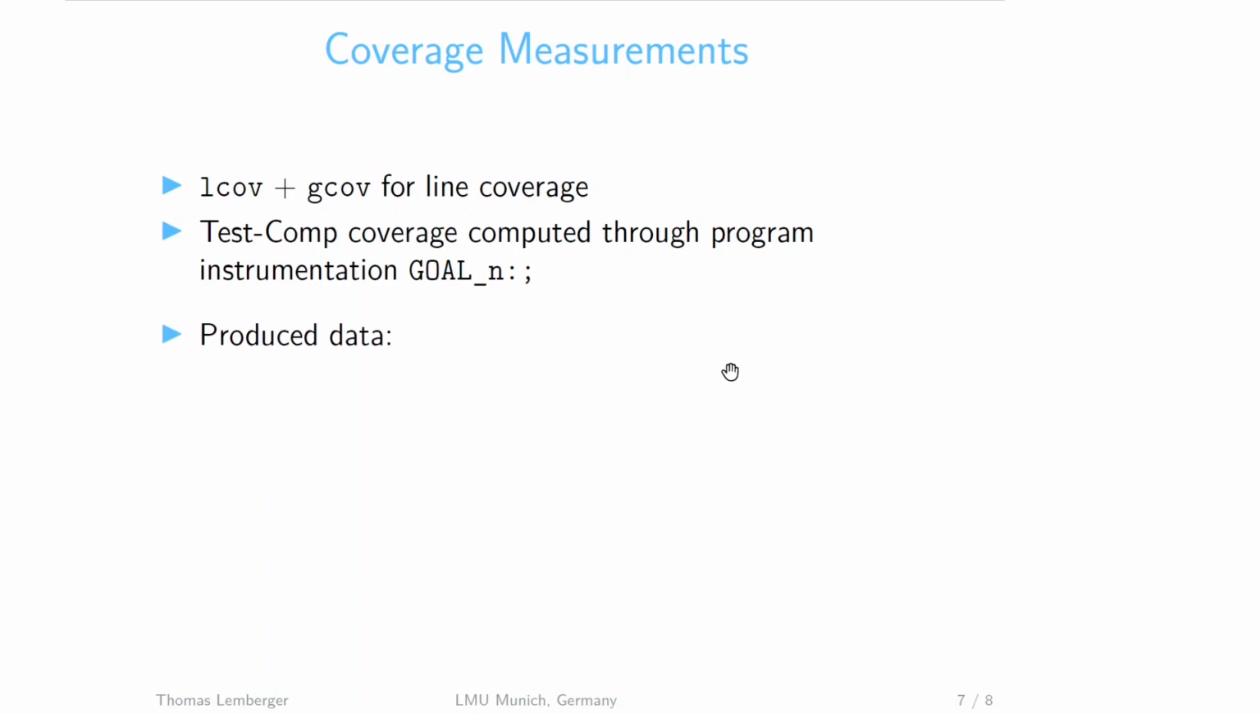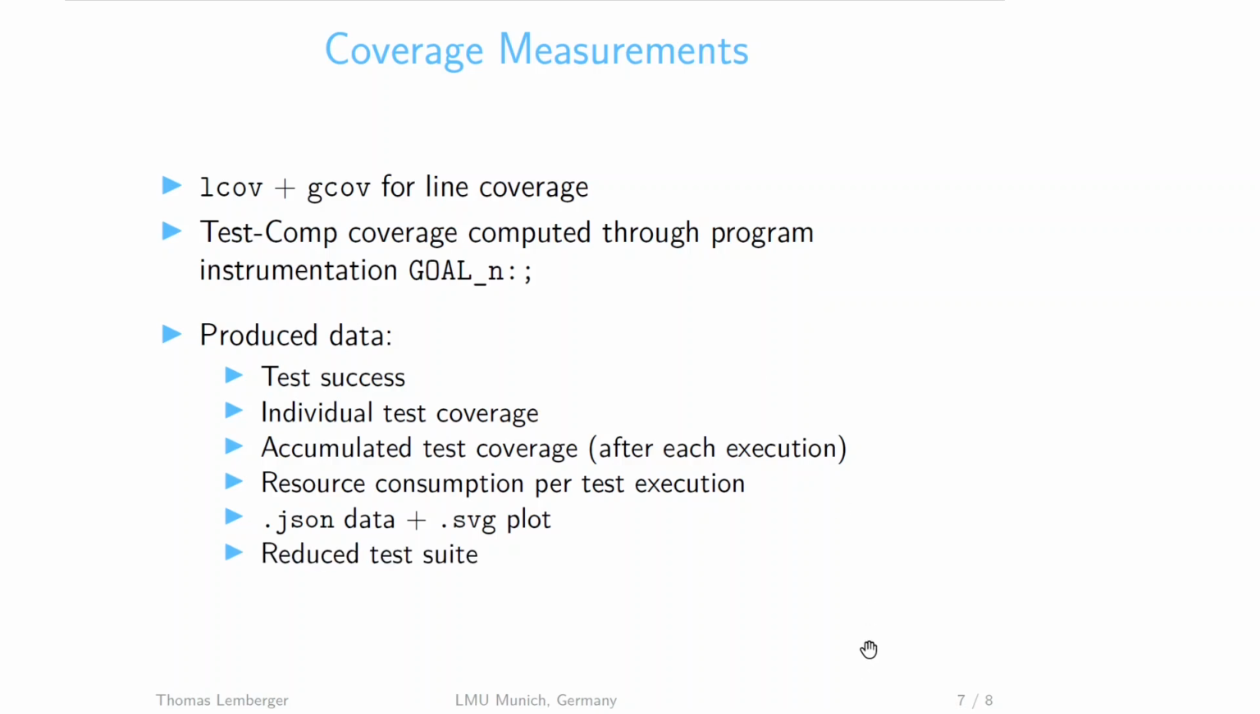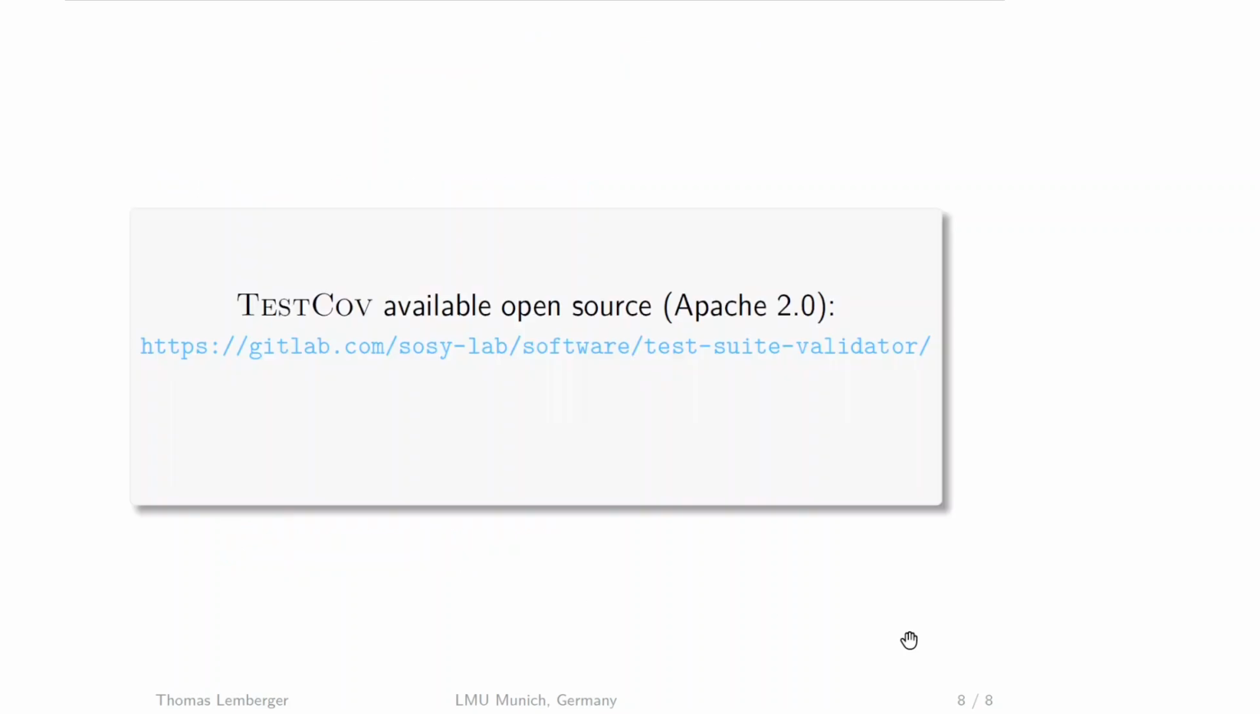In the end, TestCov produces different data from this coverage information. It gives us whether the test succeeded. It gives us the individual test coverage for that single test, the accumulated test coverage of all currently executed tests, the resource consumption per test execution, and it gives us all of that as JSON data, and in addition it provides us an SVG plot that shows the coverage of the criterion over time. In addition, it gives us the reduced test suite that I already mentioned, based on the previously collected coverage information.